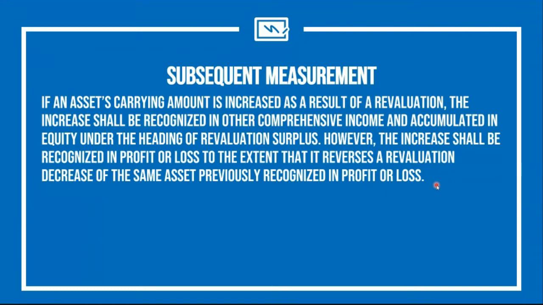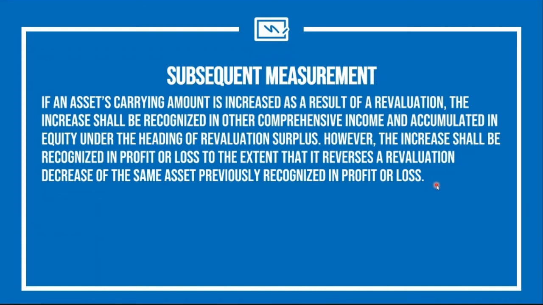This simply means that whenever there is a revaluation increase, prior to recognizing revaluation surplus, we need to make sure first that any reversal of previous impairment losses were already recognized in P&L. And then any remaining revaluation increase will now be recognized in OCI and directly in equity after all impairment reversals were already recognized.